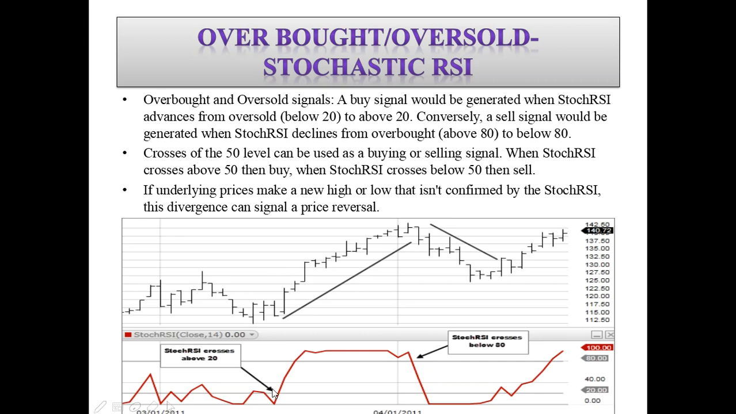As we have already seen, when the stochastic advances from oversold, that is this lower line here, and it goes above this, then this is a buy signal here. And then when it is going from above 80 to below, this is a sell signal.